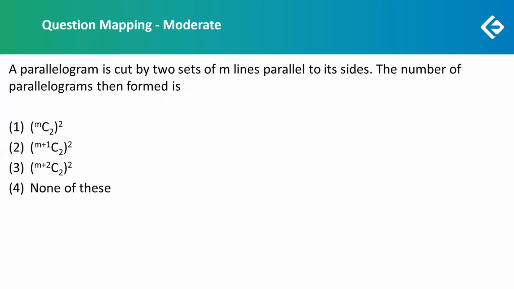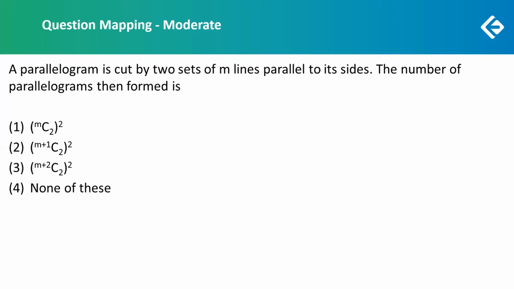Next, we had a question in which a parallelogram was being cut by two sets of M lines parallel to its sides. And we had to find out the number of parallelograms then formed. So here we had to see that if M lines are being drawn inside the parallelogram, then we have a total of M plus 2 vertical lines and M plus 2 horizontal lines.